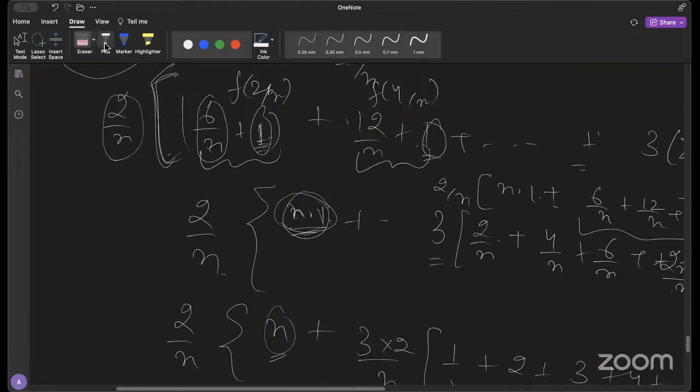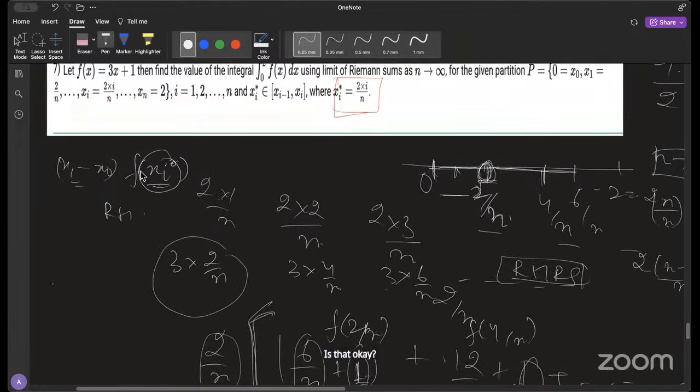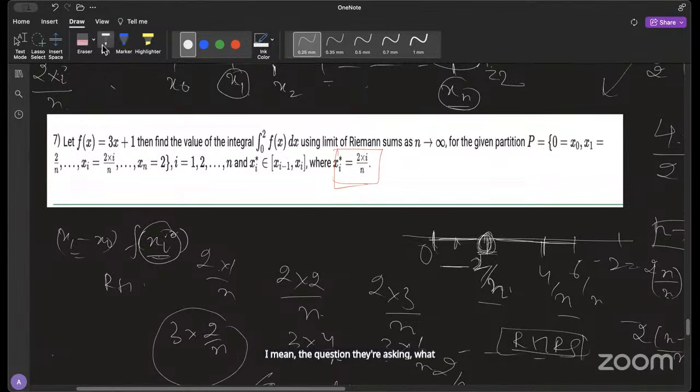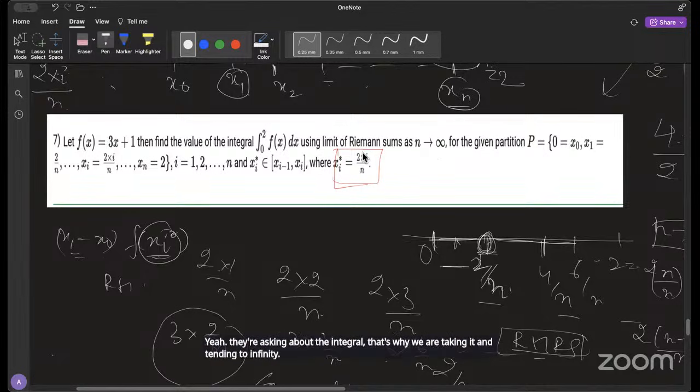Is that okay? In the question, they're asking what is the value of the integral from 0 to 2 of f(x) dx. Yeah. They're asking about the integral. That's why we are taking n tending to infinity. Okay. Is that okay?